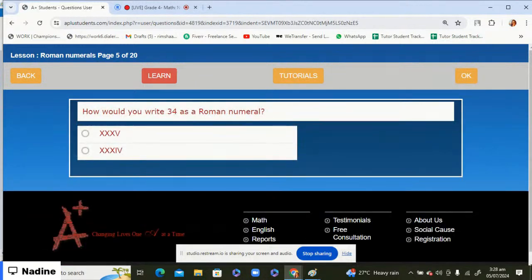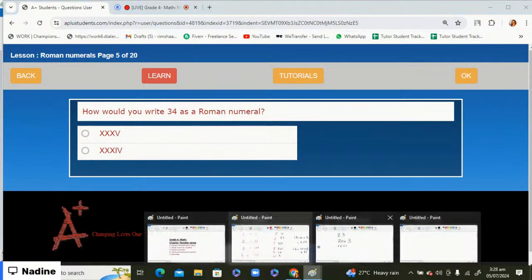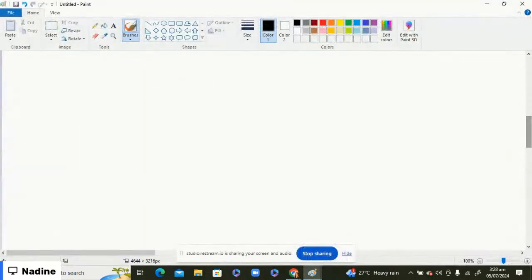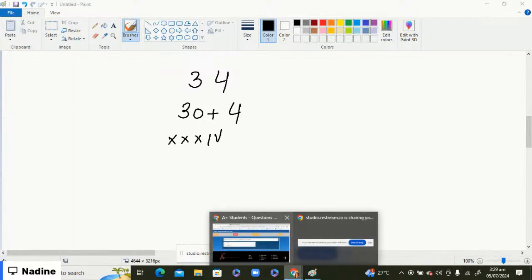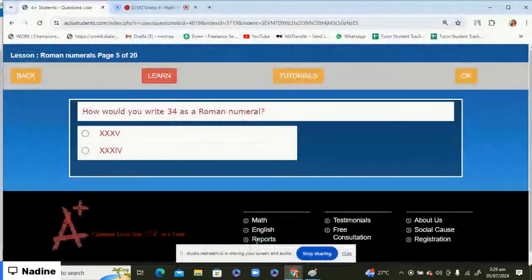So how would you write 34 as a Roman numeral? Let's just check. If I'm going to write it down here, 34 means 30 plus 4. So what is 30? 10 plus 10 plus 10. And 4 is IV. So XXX IV. Where is it? Yeah, it's here.